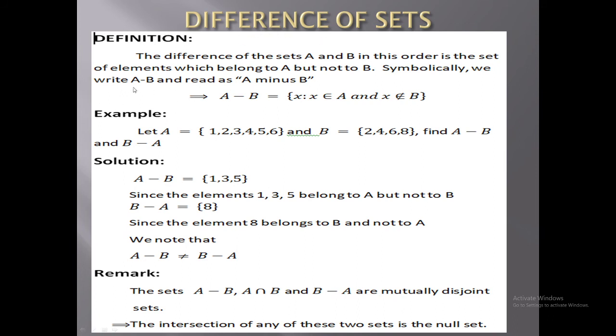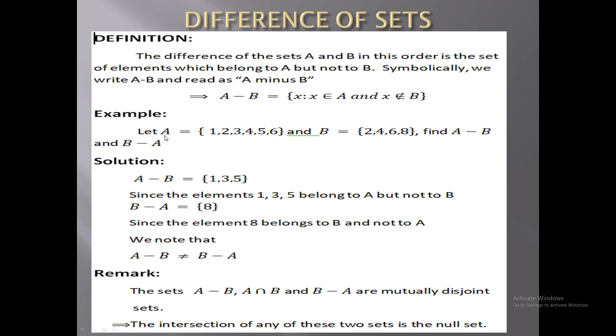Difference of sets. This operation is difference of sets. The difference of the sets A and B, in this order, is the set of elements which belong to A but not to B. Symbolically we write A − B. So A − B = {x : x belongs to A and x does not belong to B}.